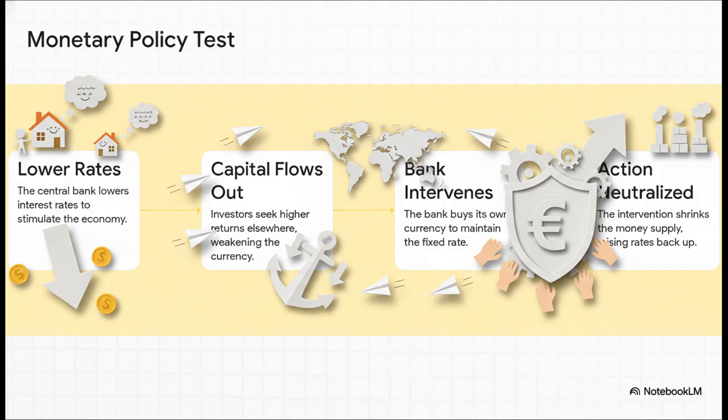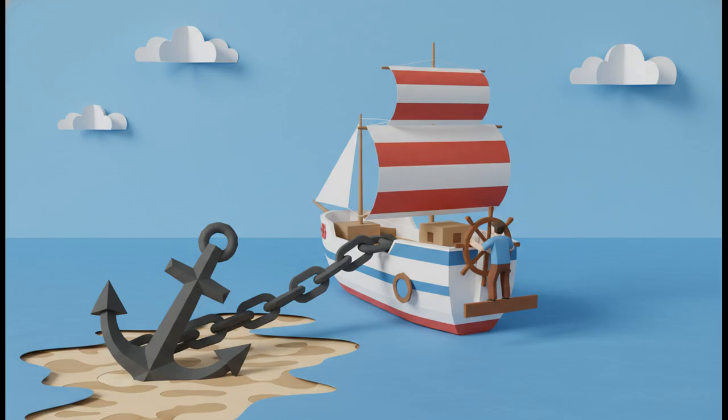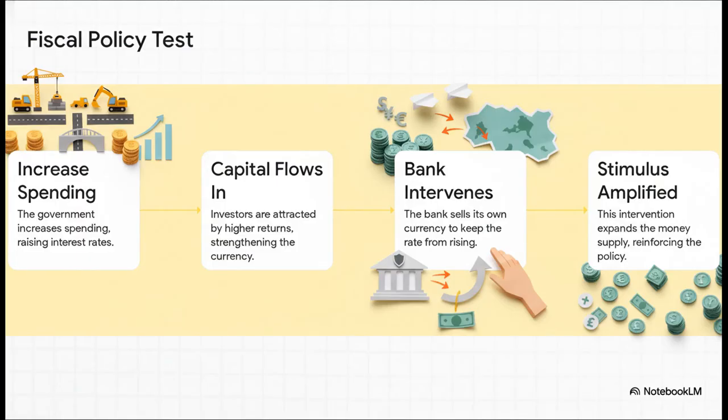It starts buying up your own currency to prop up the price, and that shrinks the money supply, which pushes interest rates right back up to where they started. And boom! The initial move is completely canceled out. By choosing the stability of that anchor, you've basically given up your power to use monetary policy. The anchor is just holding the ship too tight for the rudder to have any effect. Okay, so monetary policy is a no-go.